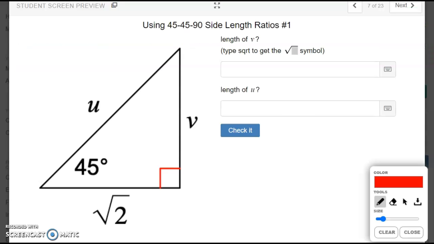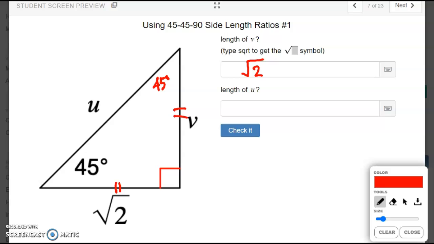Okay, here you go. All right, so we're trying to figure out the unknown side length. Okay, so we know that this is a 45 degree and a right angle triangle. So that means we know this angle has to be 45 degrees also. And if that is the case, we're dealing with a 45, 45, 90 degree triangle. That means whatever the side length of the leg is, V is also going to be the same because they are going to have the same length because it's an isosceles triangle. So the length of V is going to be square root of 2.